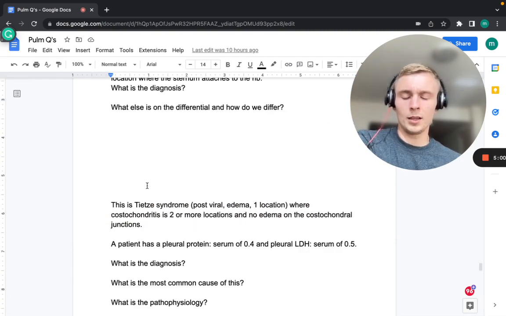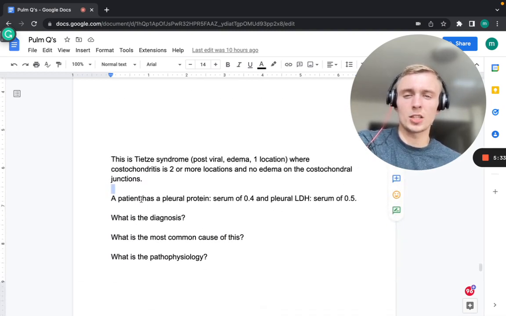So this would be Tietze syndrome, I believe is how you pronounce it. Could be wrong. So Tietze syndrome is post-viral. They'll have that edema, and it'll be in one location as opposed to many. Costochondritis, on the other hand, is 2 or more locations on that chest wall, at the costochondral junction, and no edema. So again, it's costochondritis if it's 2 or more locations and no edema, whereas it's Tietze syndrome if there's edema and only one location. And again, costochondritis is much more common.